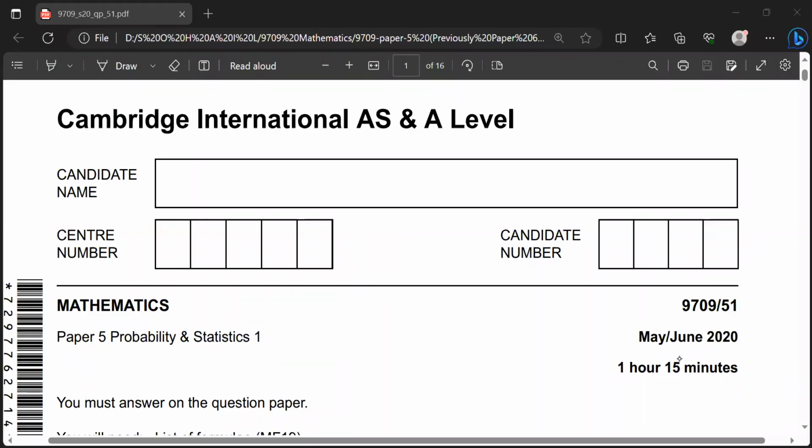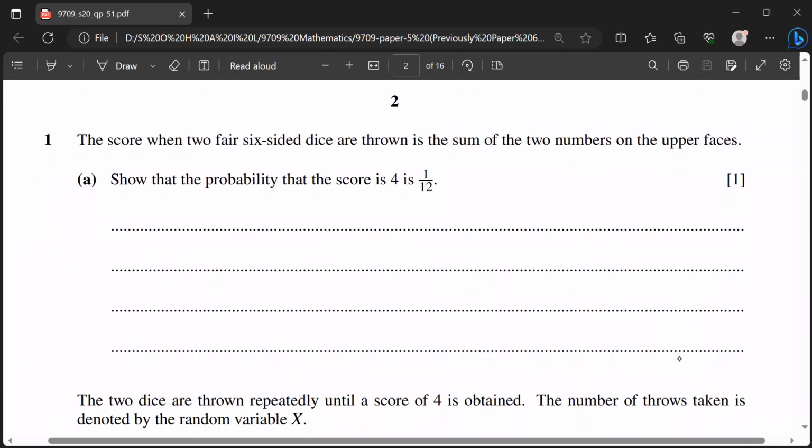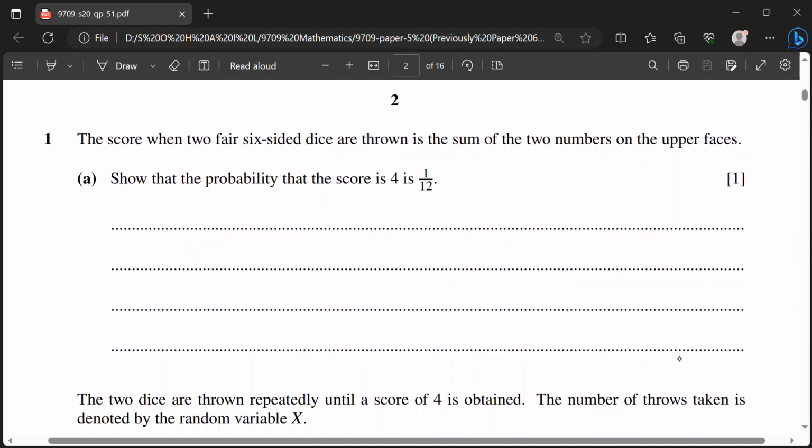Mathematics paper 5, 9709, variant 51, June 2020. Question number 1. The score when two fair six-sided dice are thrown is the sum of the two numbers on the upper faces. Show that the probability of score 4 is 1 over 12.